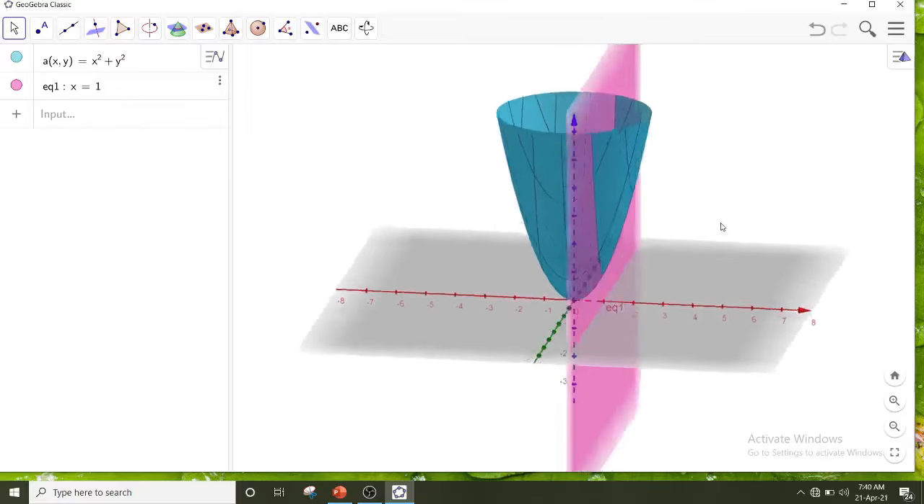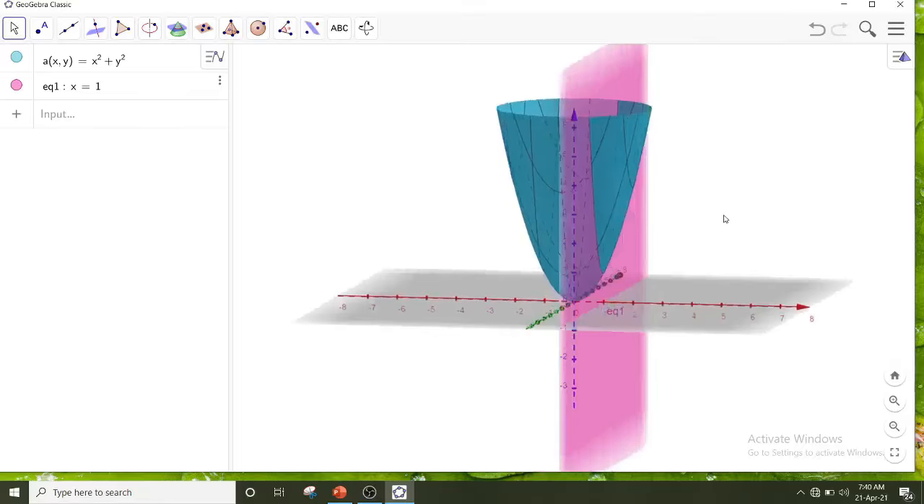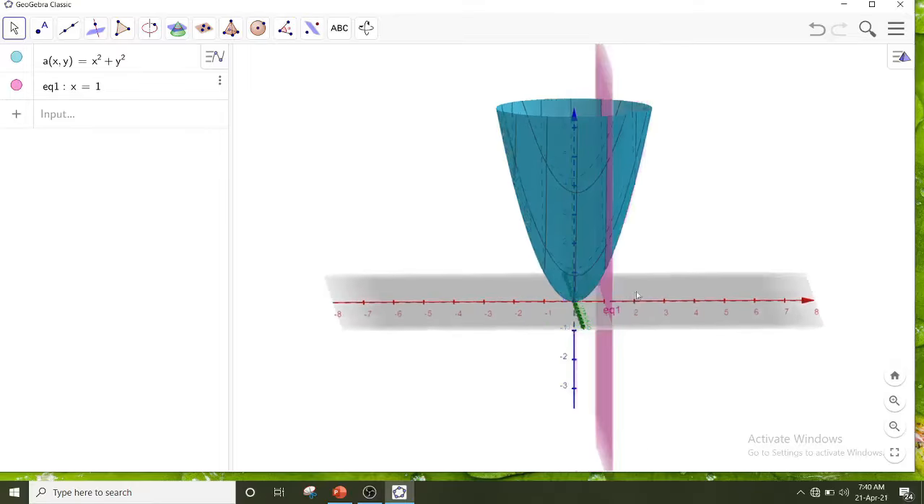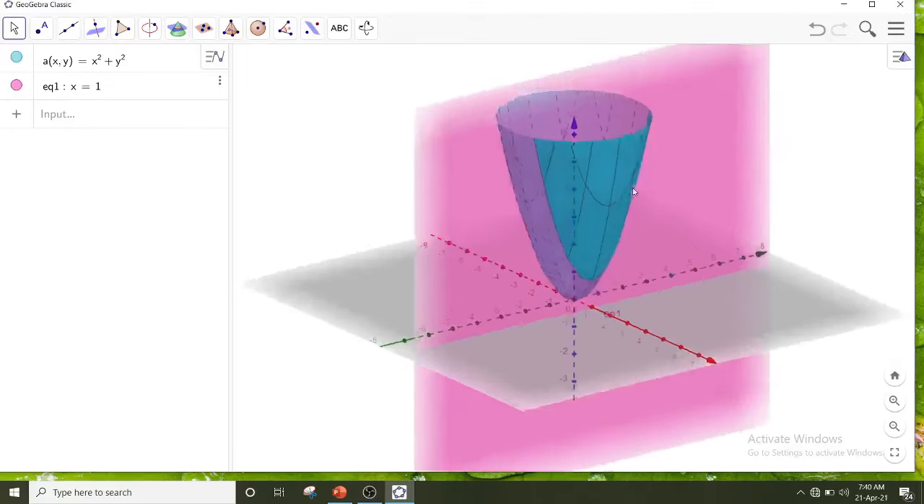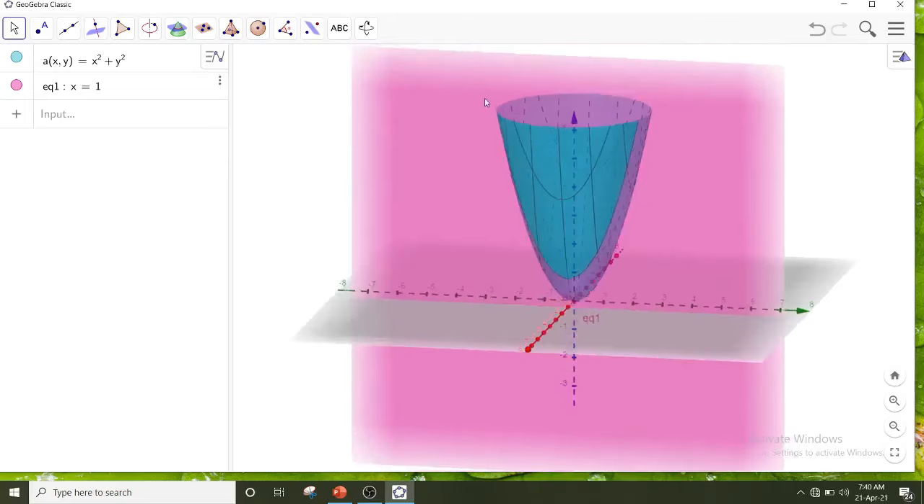I said already, the red line means the x-axis, the green line means the y-axis. Therefore, x is equal to 1 is a plane passing through there, parallel to this yz plane. Now this plane is cutting the paraboloid, and it is cutting the paraboloid in a parabola. So this one is a parabola, from here to here.